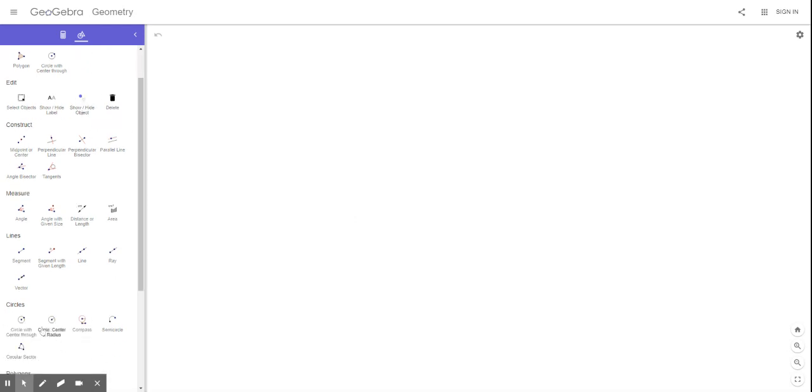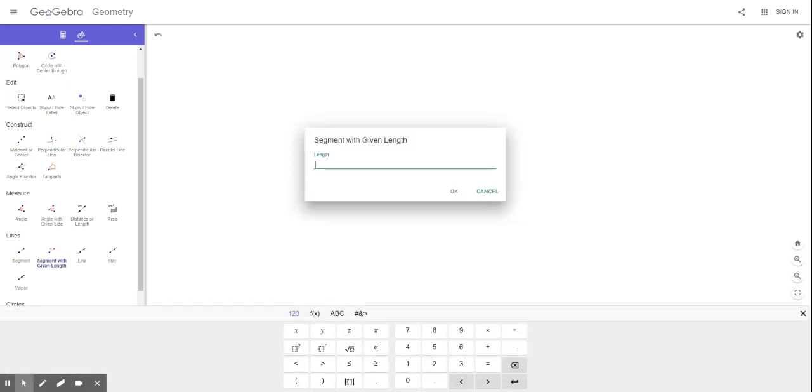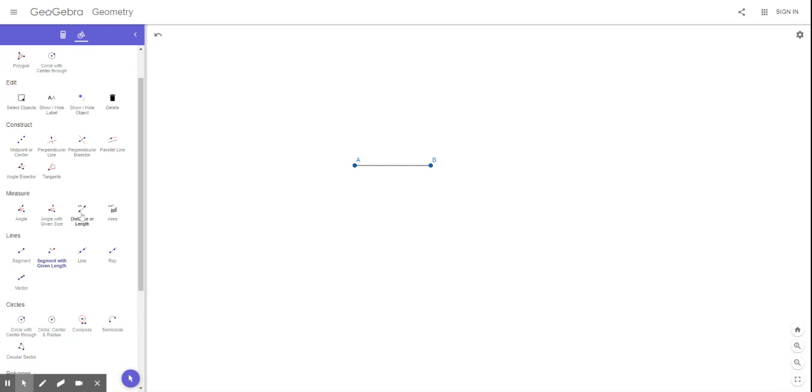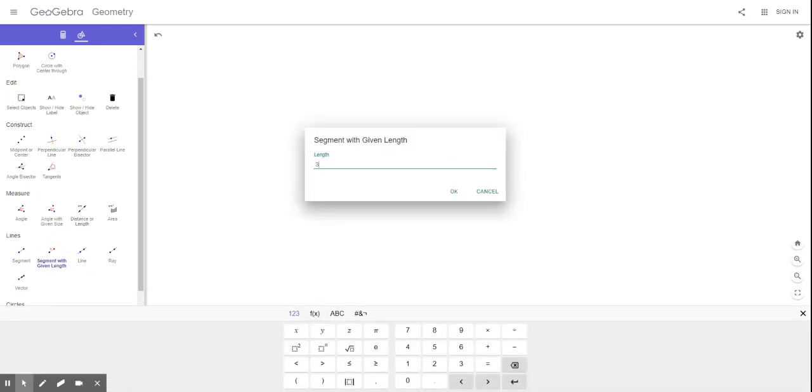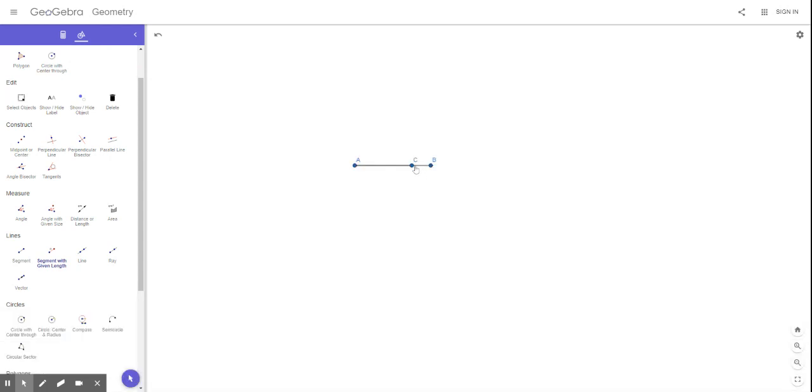If we go to GeoGebra, I'm going to do a segment with a given length. I'm going to use a 3, 4, 5 right triangle for right now. So I'll click segment with a given length, length of 4. Then another segment with a given length from point A, length of 3. And I'm going to move my point C around like this. Now we'll measure the distance. From A to C is 3. From A to B is 4.